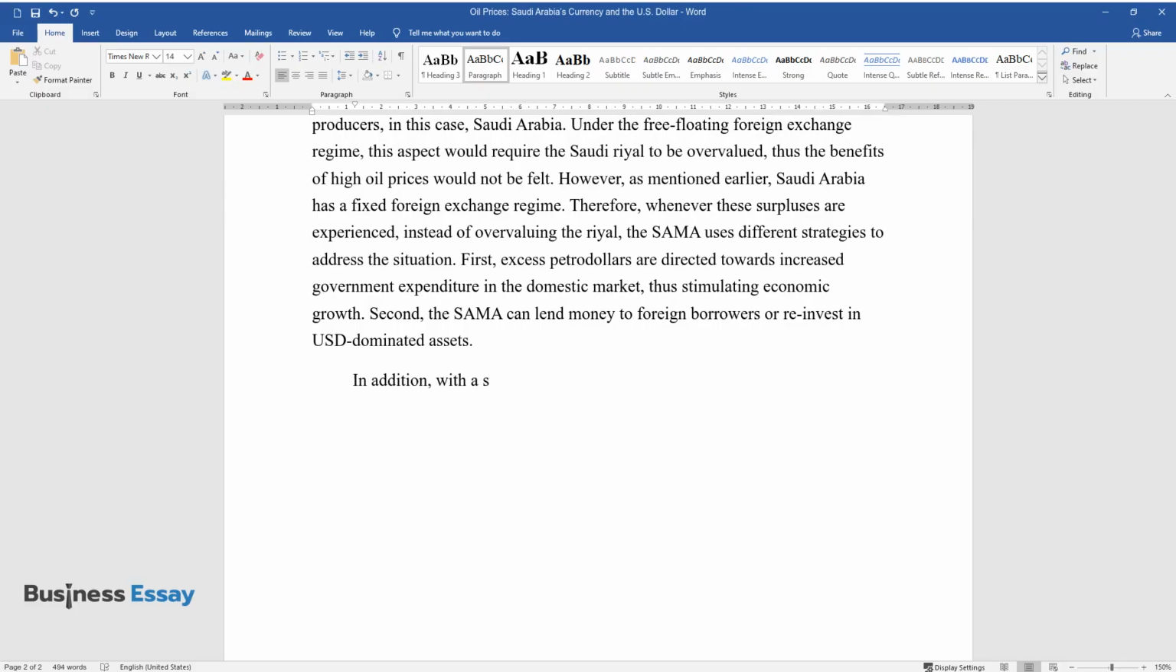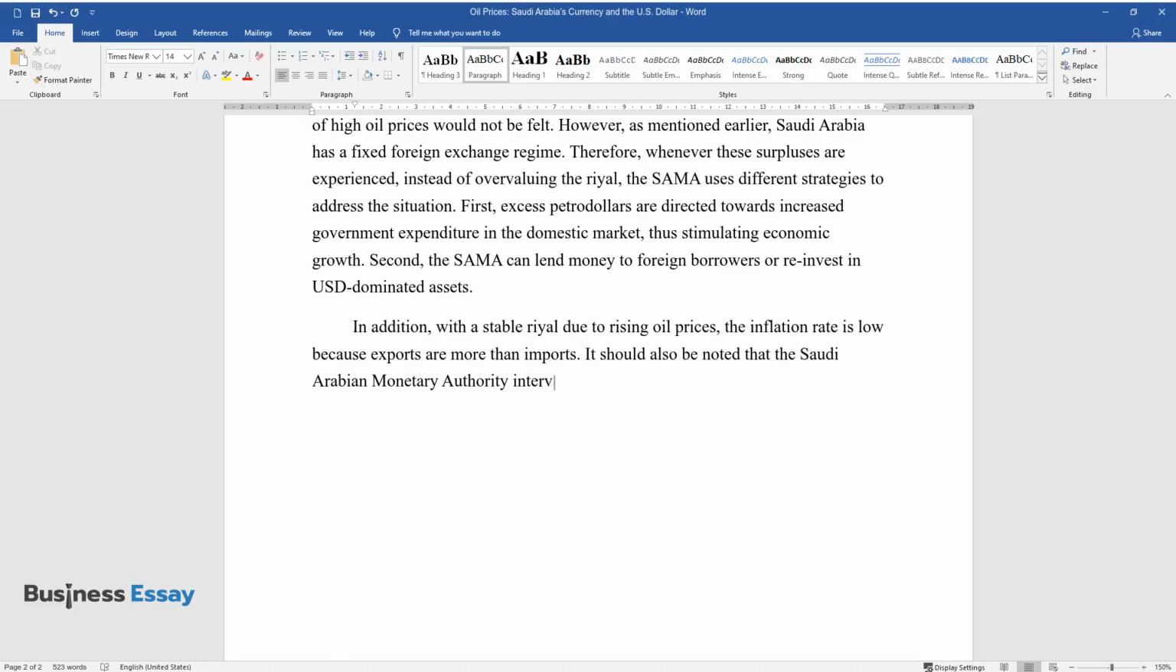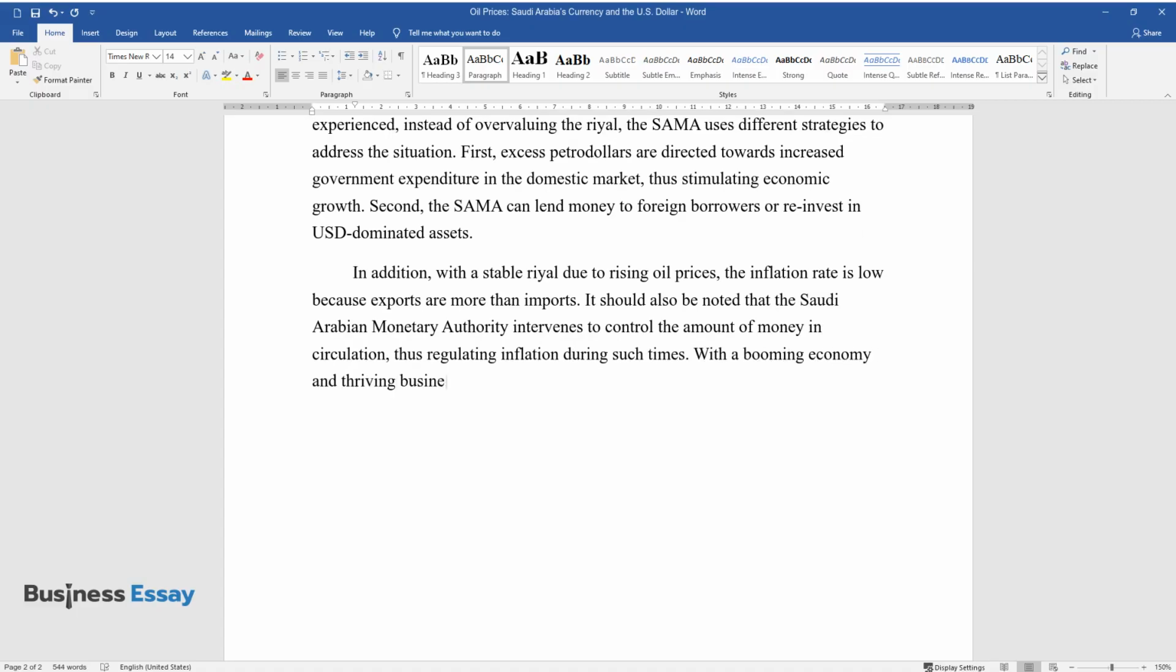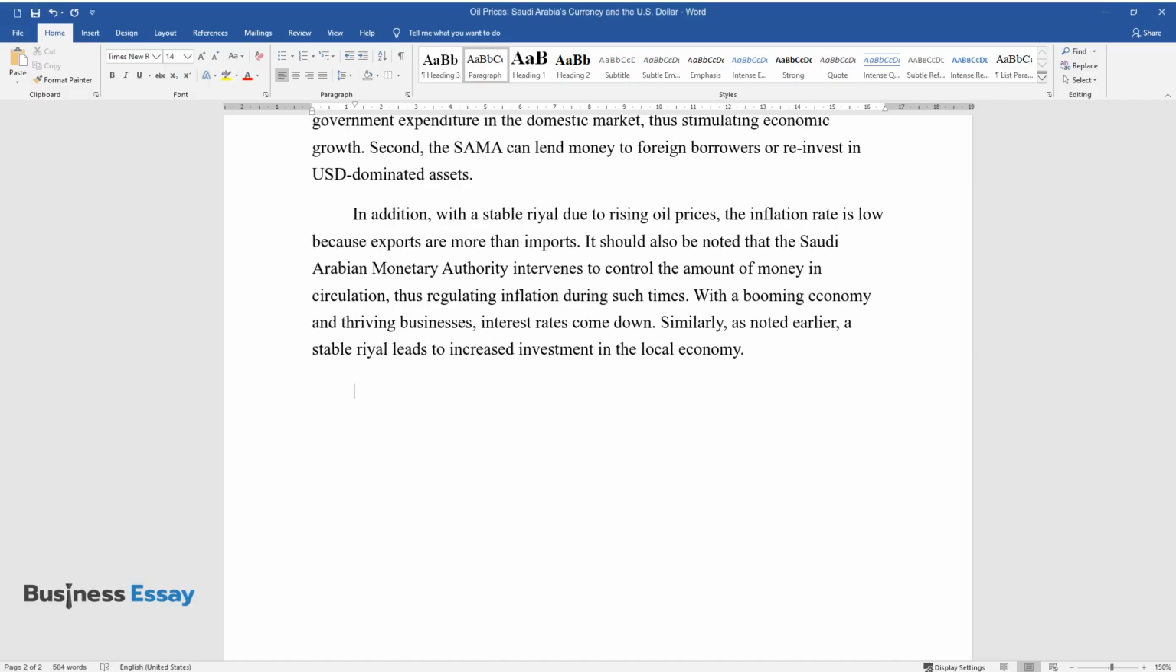In addition, with a stable riyal due to rising oil prices, the inflation rate is low because exports are more than imports. It should also be noted that the Saudi Arabian Monetary Authority intervenes to control the amount of money in circulation, thus regulating inflation during such times. With a booming economy and thriving businesses, interest rates come down. Similarly, as noted earlier, a stable riyal leads to increased investment in the local economy.